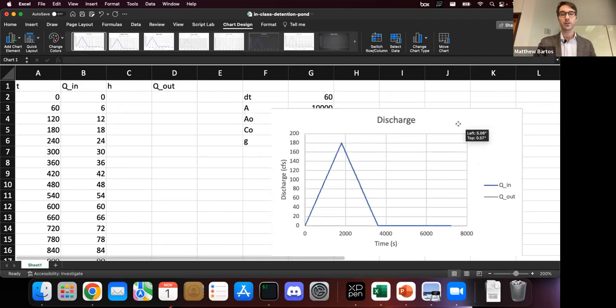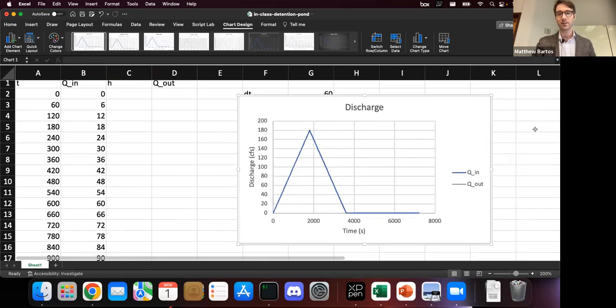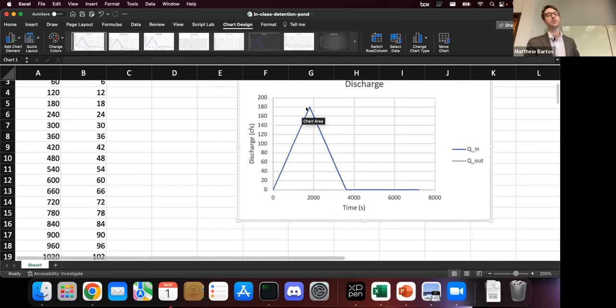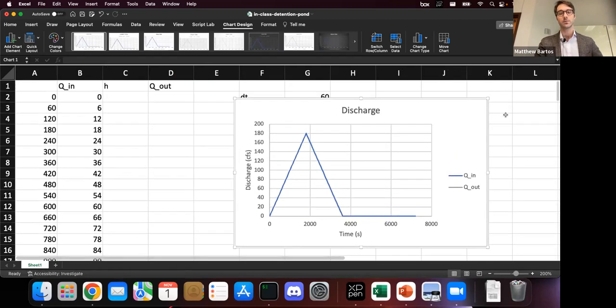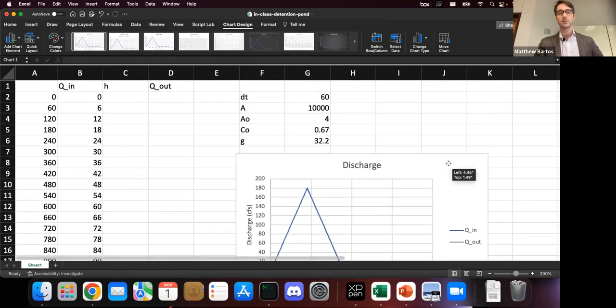Okay, very good. Now I need to move this out of the way temporarily, but you should have an inflow hydrograph that looks something like this. Should be a triangle peaking at 180 cubic feet per second at 30 minutes. So I'm going to move this down.